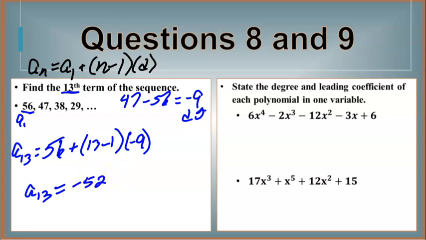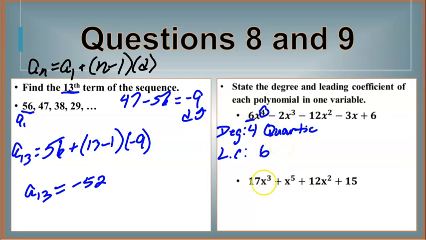Question 9. State the degree and leading coefficient of each polynomial in one variable. So I look at my terms here. I look at the one that has the biggest exponent, which here is 4. That's my degree. So we would say this has a degree of 4, or you can say quartic. And it has a leading coefficient of 6.